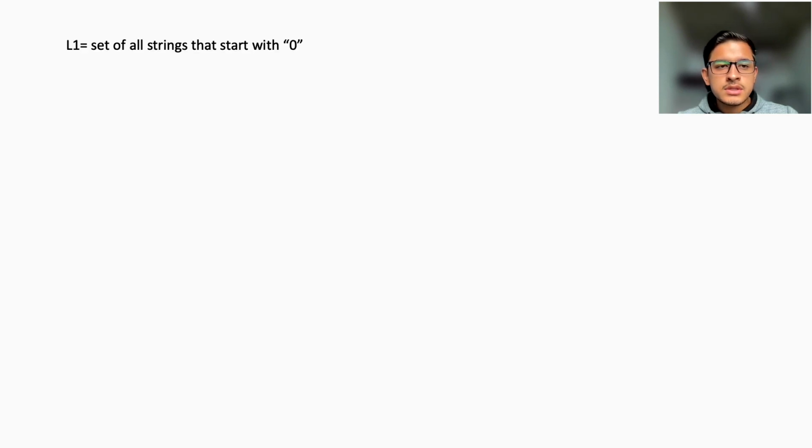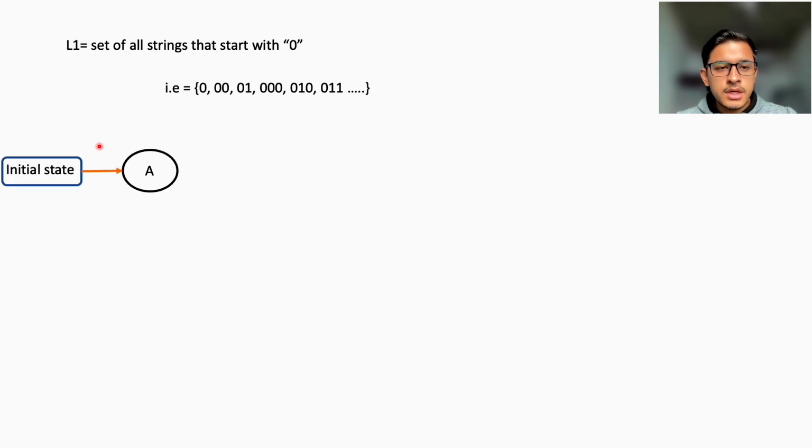The first example is L1, that is the set of all strings that start with 0. So we have to make a set of strings in which the elements should start with 0. So this is the set of strings in which the elements start from 0 going up to infinity. So this is an infinite set. So let us make a DFA out of it. First we need an initial state. So here A is our initial state, and it should accept some inputs 0 and 1, so that it will go to another state.